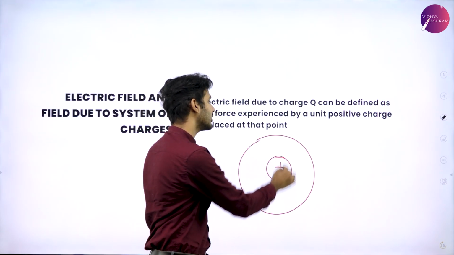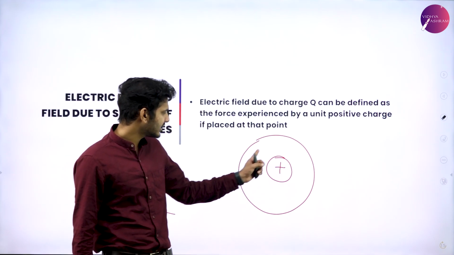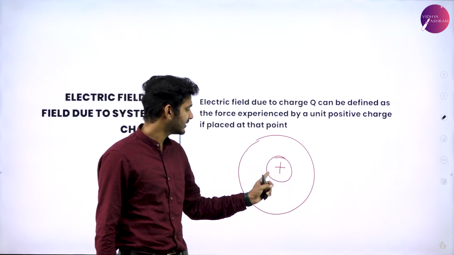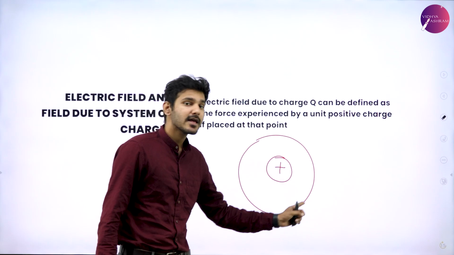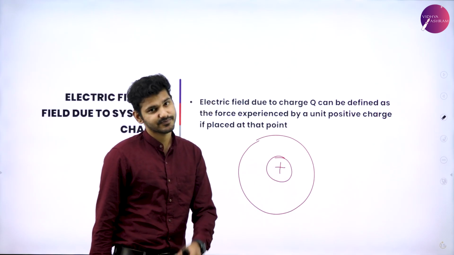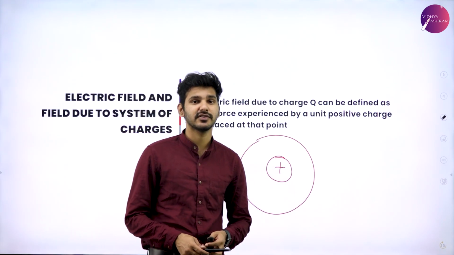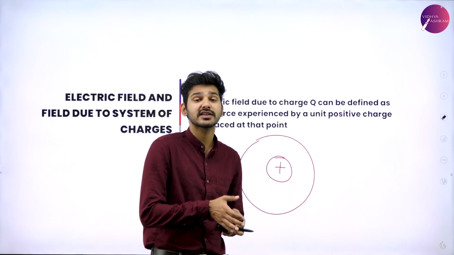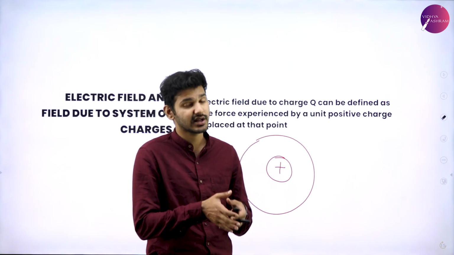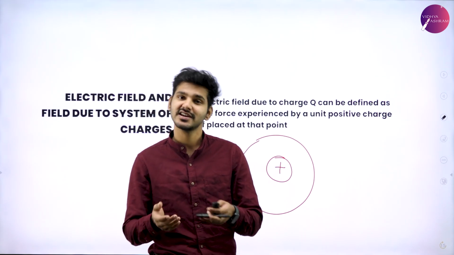If placed at that point means that it is just the area under which this positive charge can influence its surroundings. What exactly that electric field is, how it behaves, how exactly Coulomb's law behaves, what the direction is, everything will be discussed in the coming class.